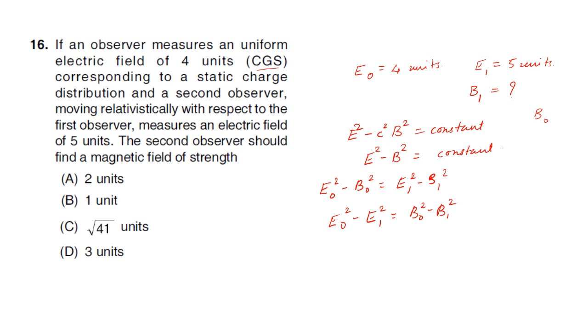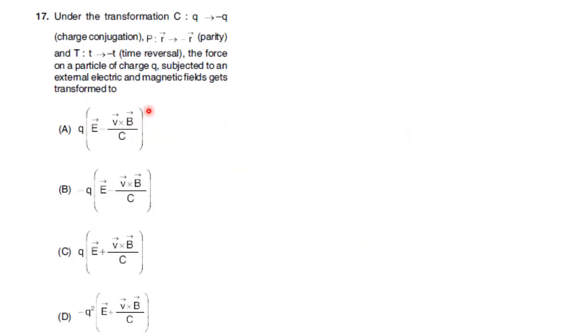Since the magnetic field for a static charge distribution is 0, we can consider B naught as 0 because it is static charge. So 4 square is 16 minus E1 square 25 is equal to 0 minus B1 square. 16 minus 25 is minus 9, equal to minus B1 square. Therefore, B1 is equal to 3 units. Option D is correct.